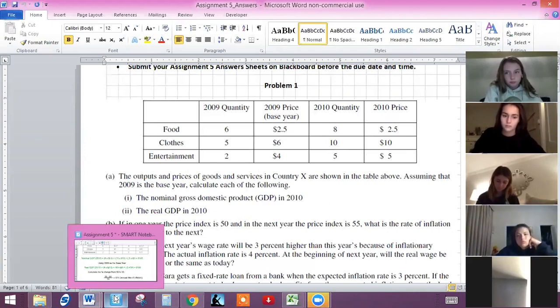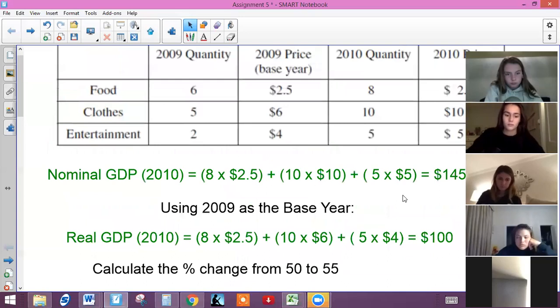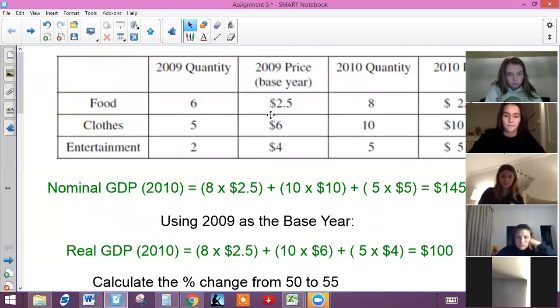So the way we do that is we simply take the total cost, or the total price of the output for 2010. So that's going to be the price right here times the quantity, and we just add it up. So we just take the price times the quantity for food, plus the price times the quantity for clothes, plus the price times the quantity for entertainment, and we get a total GDP, nominal GDP of $145.